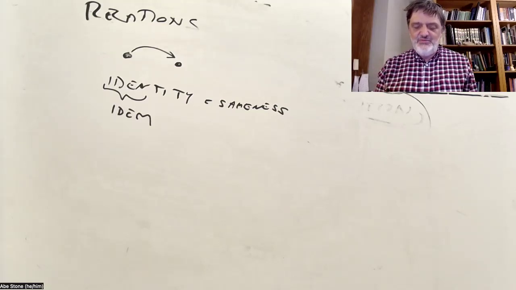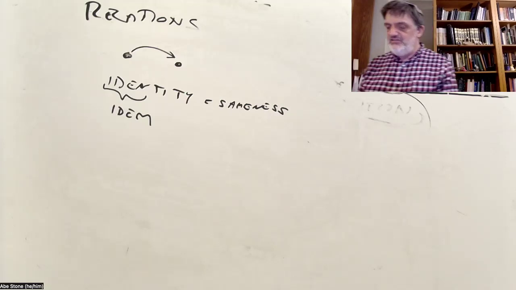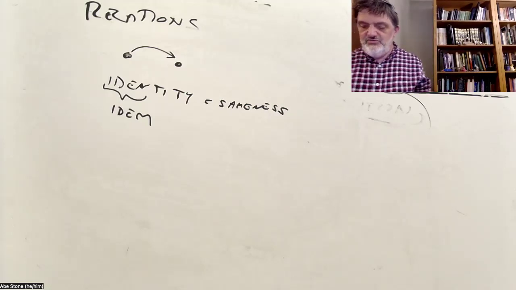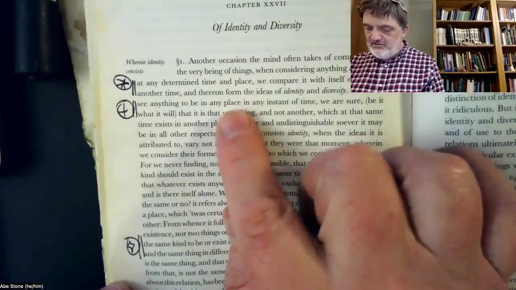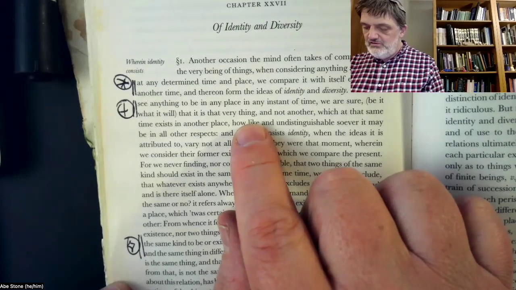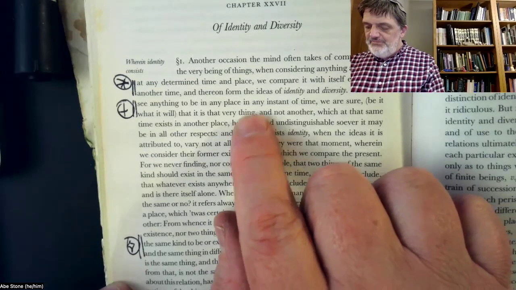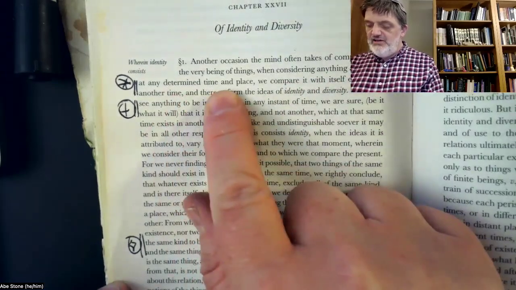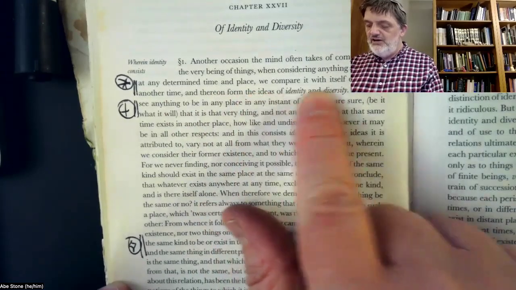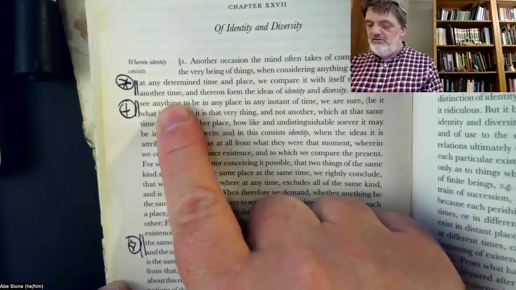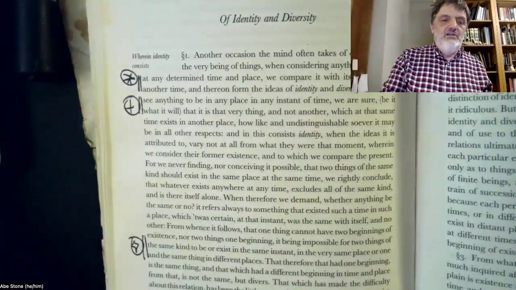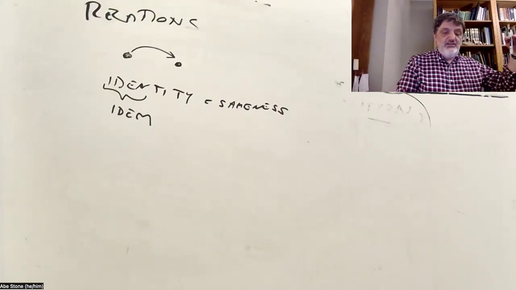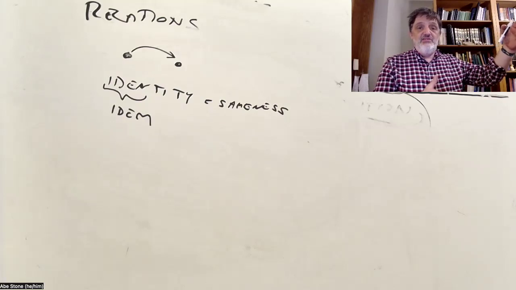So according to Locke, how can there be this relation between the same thing and itself? The answer is in book two, chapter 27, section one, on page 296: "When considering anything as existing at any determined time and place, we compare it with itself existing at another time, and thereon form the ideas of identity and diversity." So that example I gave of myself at two different times is like all examples of identity and diversity, according to Locke.